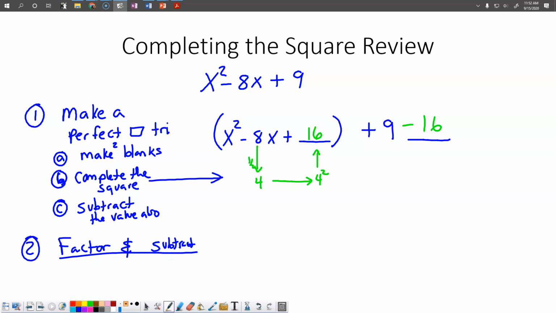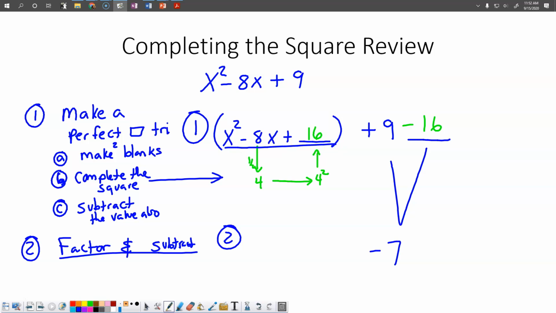Okay, so here's the subtraction part, so that's pretty easy. Let's go ahead and do that first. So 9 take away 16, what is that? That's going to be negative 7. But the factoring part is interesting. We want to factor this.